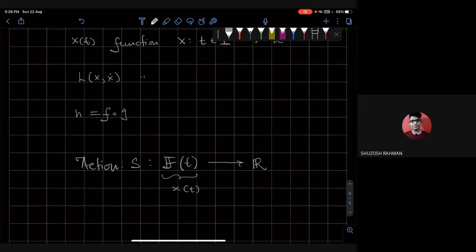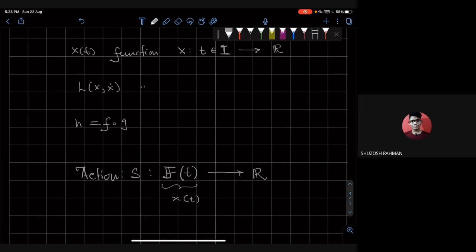Sir, am I the only one who can't see the screen, or is there anyone else? Other people, can you see the screen? Yes, I can. Let me join in again then. Yes, sir. Yeah, rejoin then. Yeah.